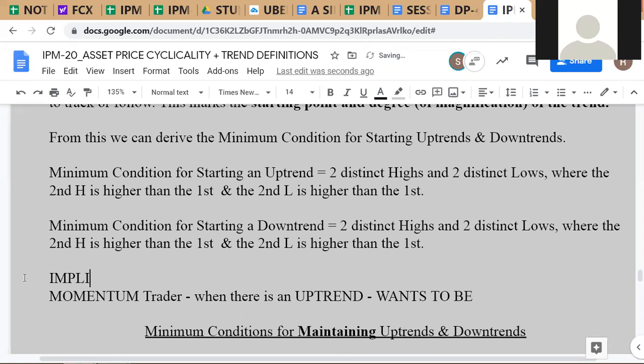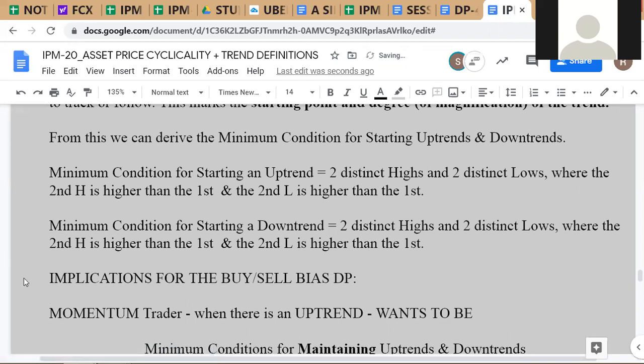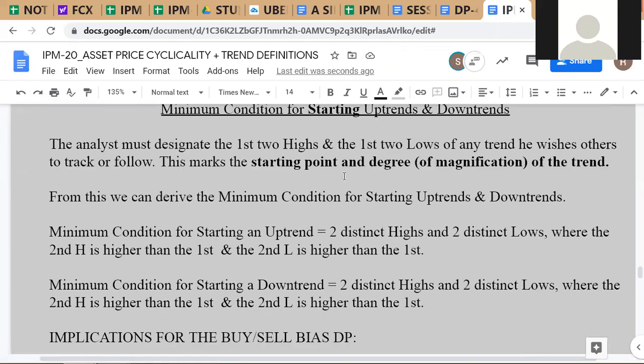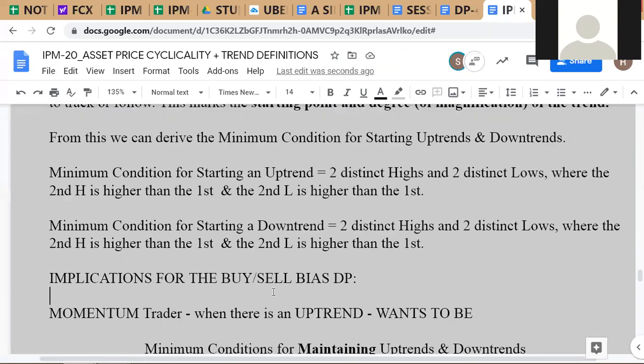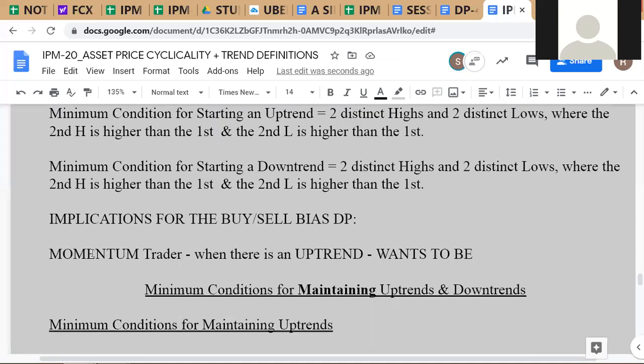implications, let's look at implications for the buy-sell bias decision. Okay, let's call it BP. So we are just thinking about what is the implication of these minimum conditions for the buy-sell bias decision problem, which is our DP4. Okay, so let's take the example of the momentum trader. So based on what you have understood about momentum, when there is an uptrend, the momentum trader wants to be long or short?